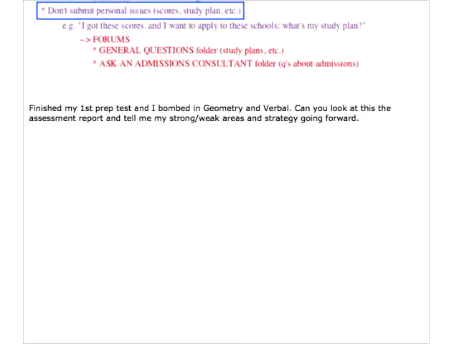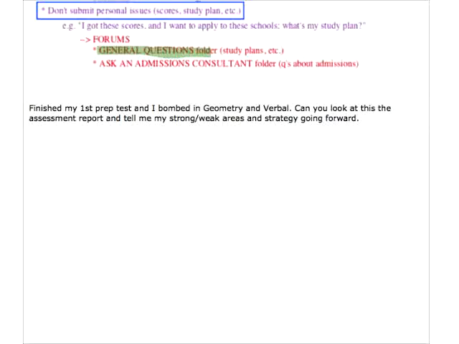A couple of things about this. First of all, this is an individual study plan issue, so it's not the kind of content that we want to use on the study hall. But also, we do have a general questions folder for this sort of thing. It's on the forum. It's the very first folder on the forum. In fact, I can just give you guys a quick screenshot of the forum folders and show you where that is. Okay, it's the very, very first folder actually on the entire forum. So this is where you should post these things.